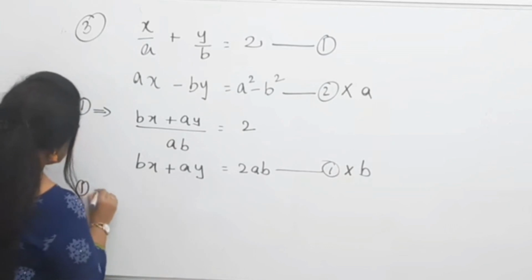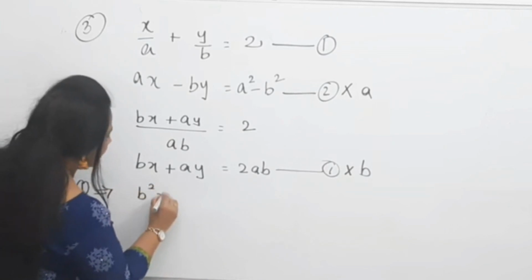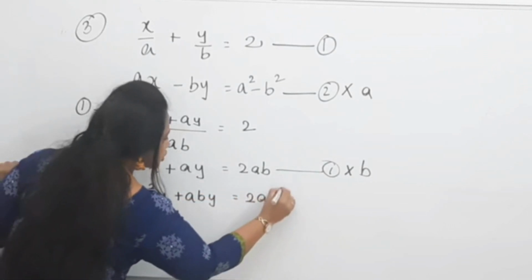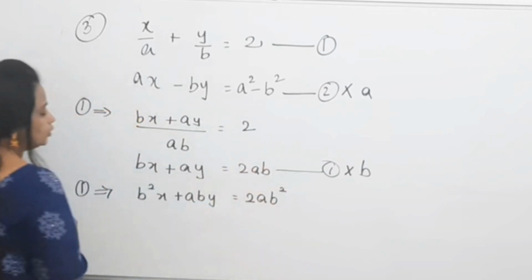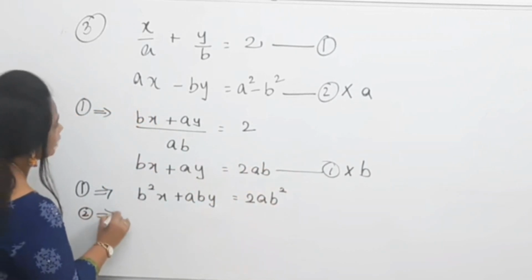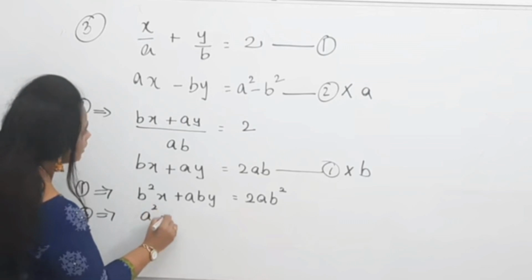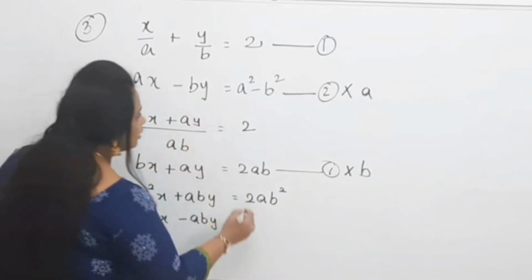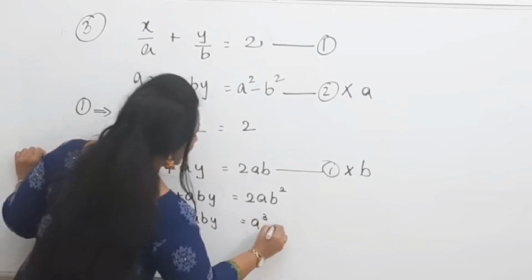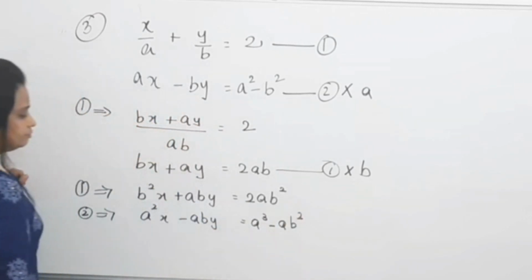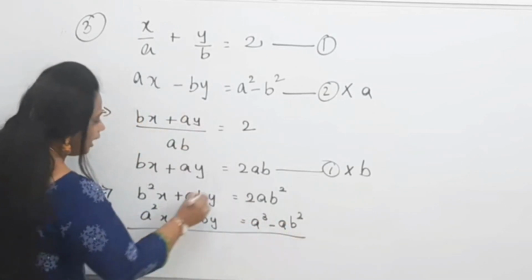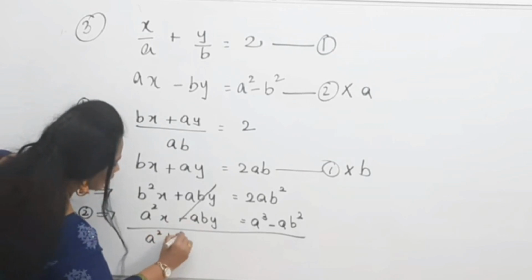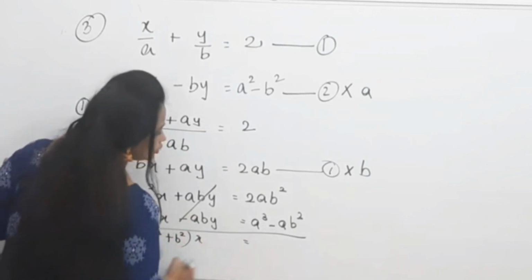That means my first equation implies b square x plus aby is equal to 2ab square. You are multiplying throughout. And my second equation becomes a square x minus aby is equal to, you have to be careful here, that is a cube minus ab square. Now you can see here, when I am adding, this gets cut.